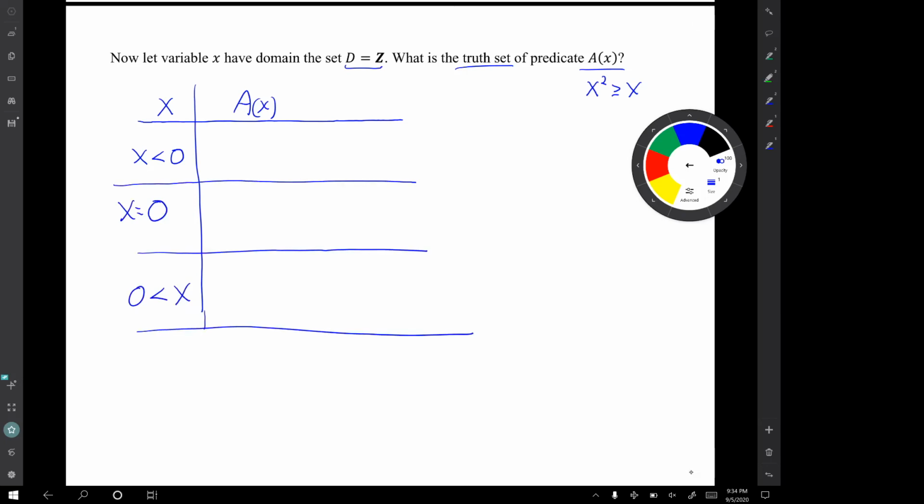So I'm going to divide my domain into these three sets: the set of X that are negative, the number X equals 0, and the set of X that are positive. Turns out that those are the three chunks of the domain that we need to study in order to figure out the truth set of this predicate. So let's imagine what happens when I take a negative X value and substitute it into A of X.